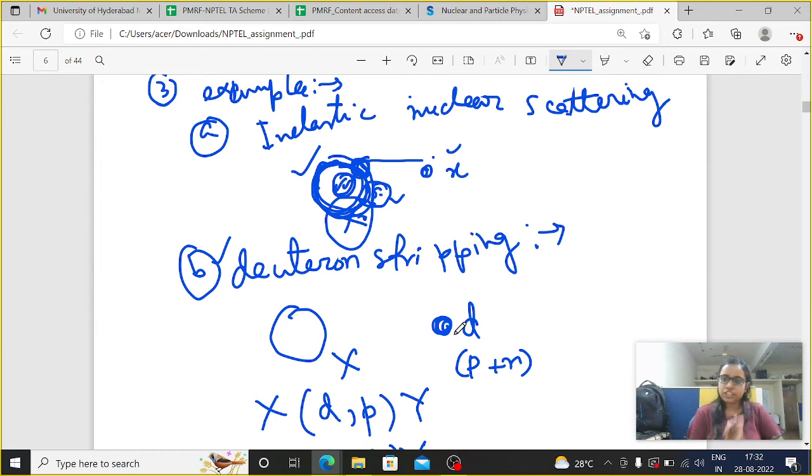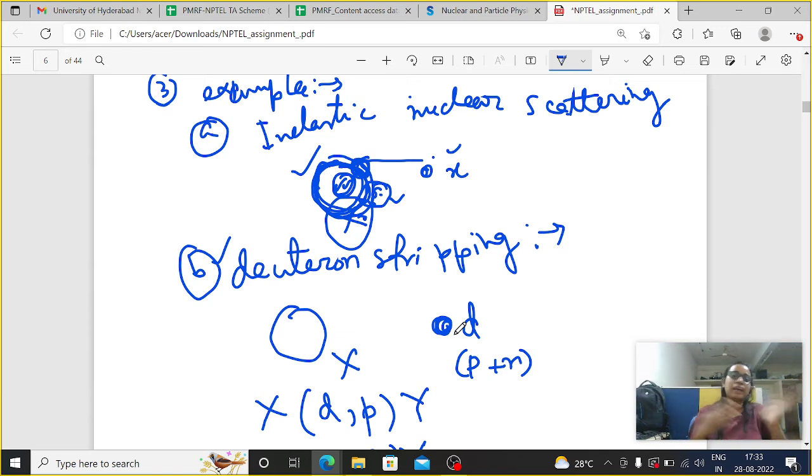Why is it a direct reaction? Because not the whole deuteron is absorbed by the target nucleus; some part of the deuteron is absorbed by the target nucleus and some part is left back. So this is an example for a direct reaction where deuteron is the projectile and the outgoing particle is the proton, obviously the proton which comes from the deuteron nucleus. Is it understood? The reverse process is also a direct reaction.